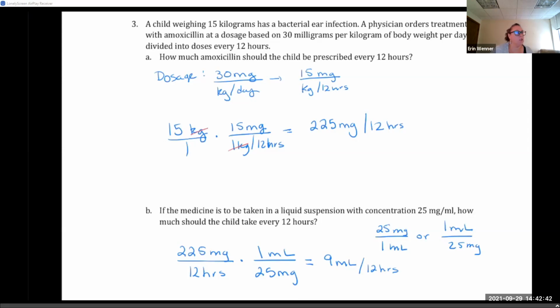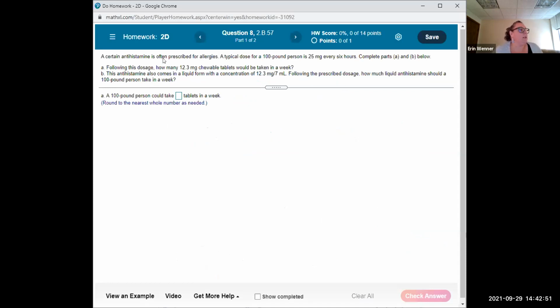Yes. Okay, hold on. Let me share this with you so you actually understand what I'm talking about. Okay. So number 10 says a certain antihistamine is often prescribed for allergies. The typical dose for a 100-pound person is 25 milligrams every 6 hours. So the first part says, following this dosage, how many 12.3 milligram tablets would you take in a week?